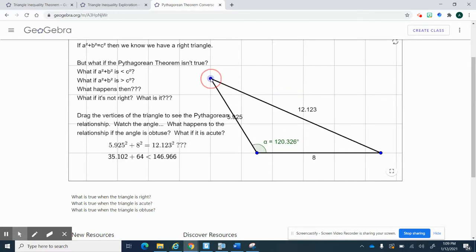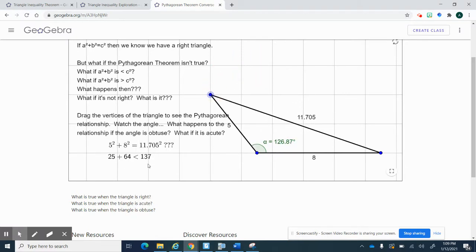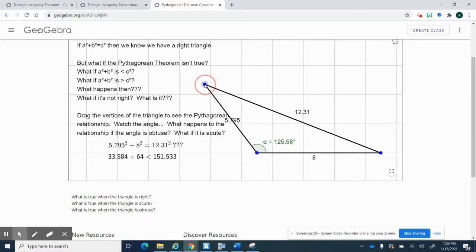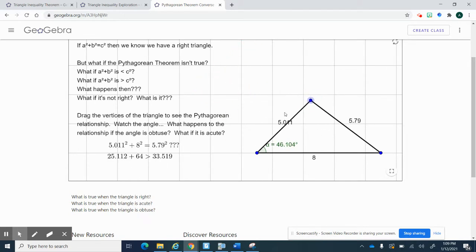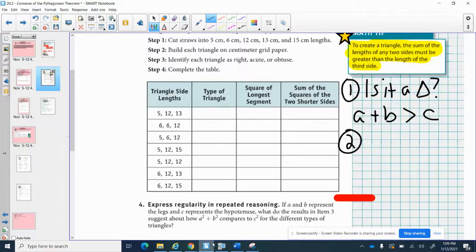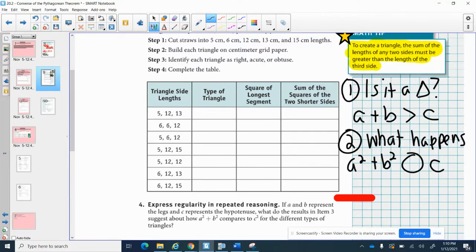But if we change this so that it's an obtuse triangle, so we have one angle that's bigger than 90 degrees, notice this flip-flops. A squared plus b squared is less than c squared. Okay, and that's happening for all of these, as long as the triangle has an angle bigger than 90 degrees, where c squared is the biggest. Okay, acute, then it flip-flopped back the other way. So that is an important piece, to check what happens to a squared plus b squared. How does it compare to c squared?